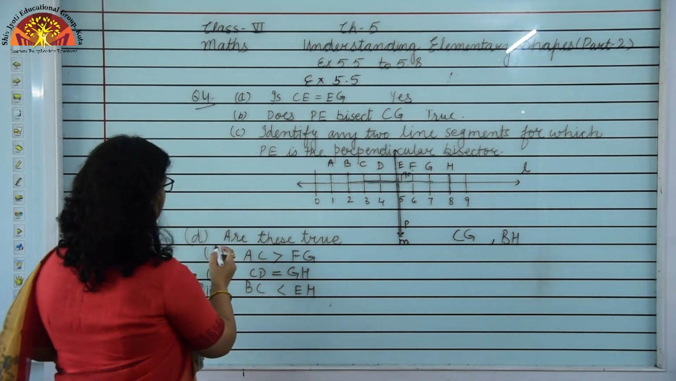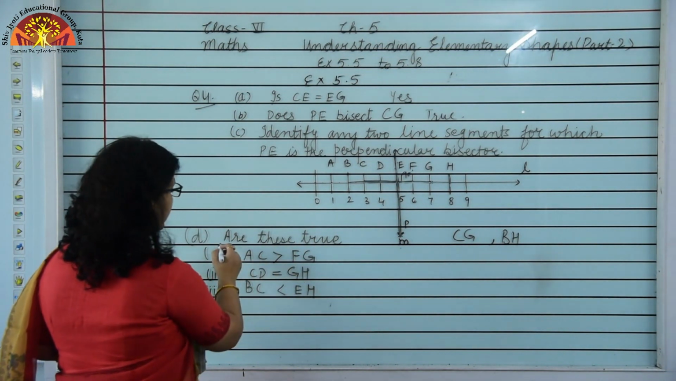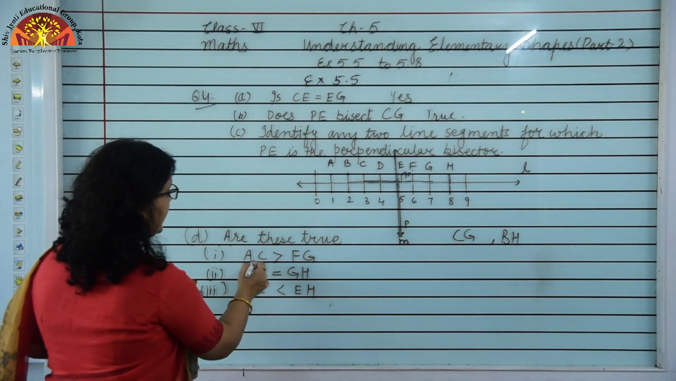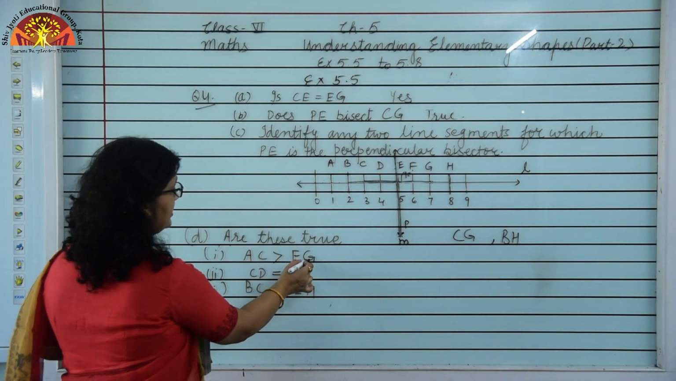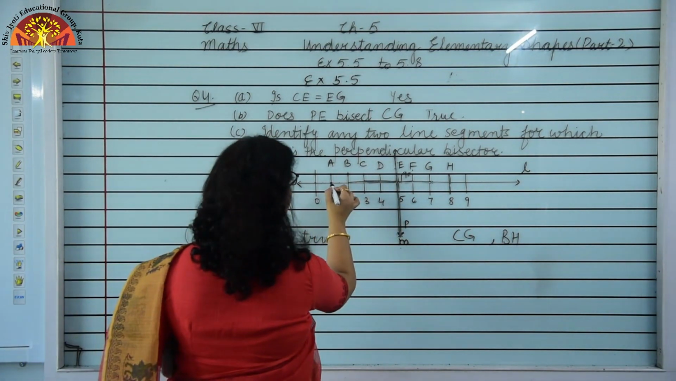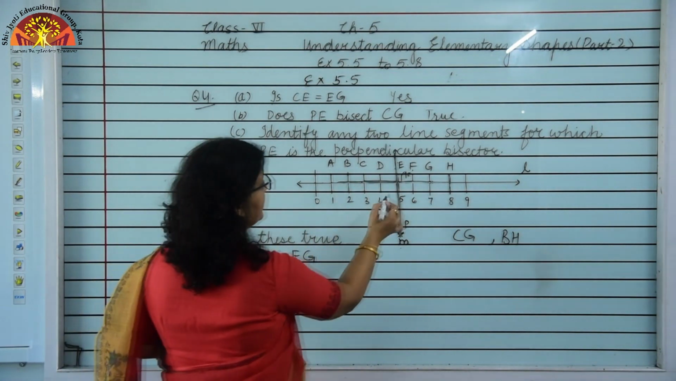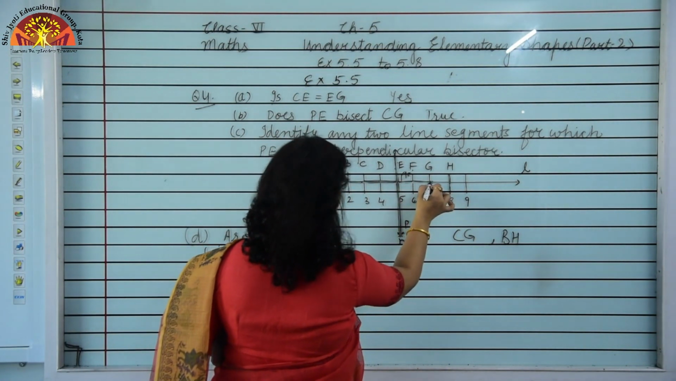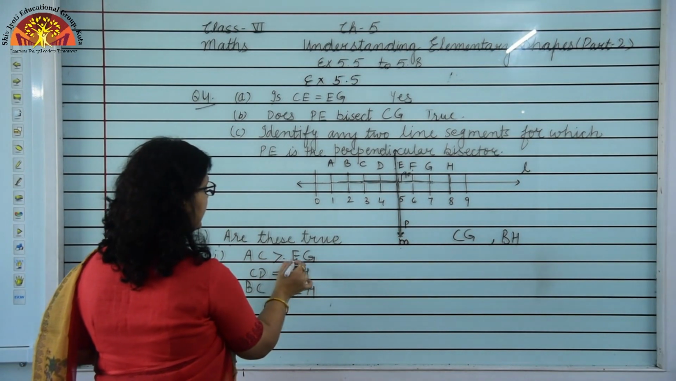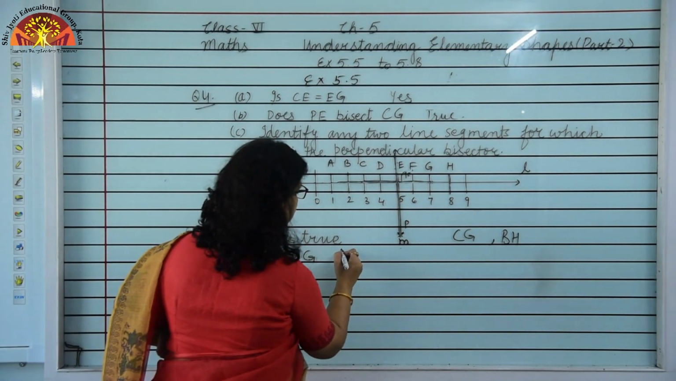Now in the next part, are these statements true or false? AC is greater than FG. AC has 2 units and FG has only 1 unit. So AC is greater than FG. Yes, this is true.